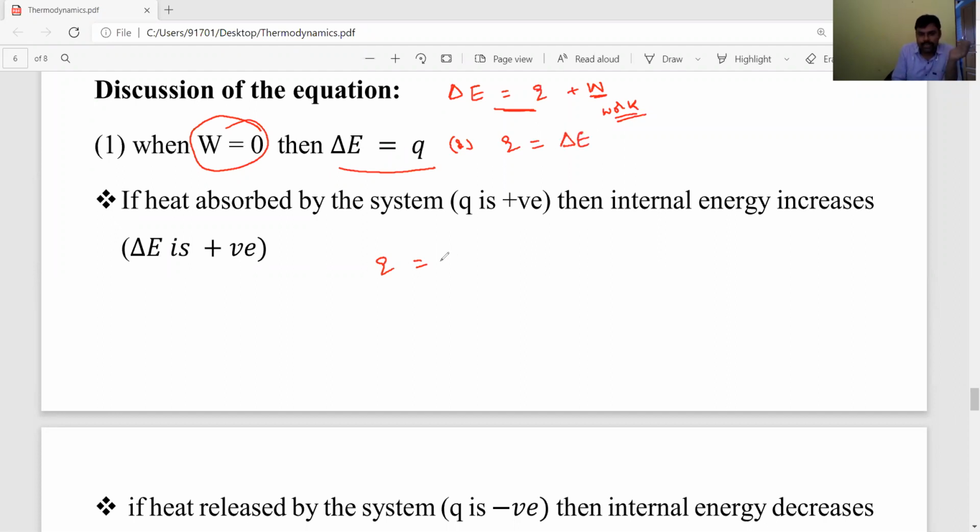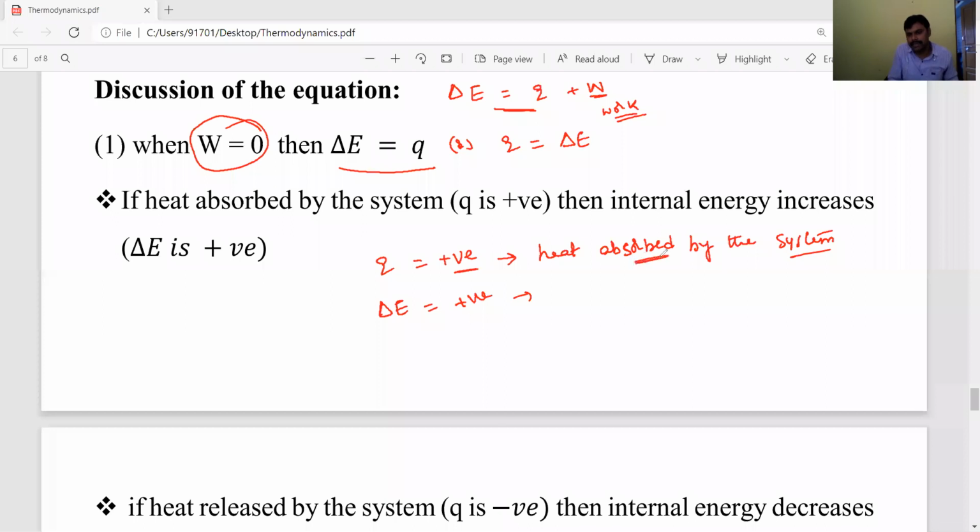Okay, students. If Q is positive, what does it mean? Heat absorbed by the system. If the system absorbs heat, it will do some work. Then if Q is positive, heat is absorbed by the system. If Q is positive, then Q is equal to delta E means delta E is also positive.